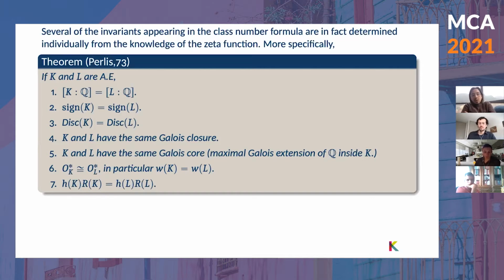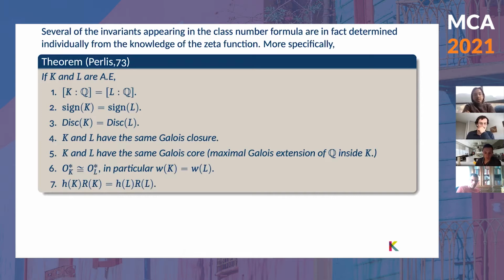In particular, you know that they will have the maximal abelian extension. And if you know that, you will know that the roots of unity in both fields are the same. Therefore, you have this equality over here, and by the rank, you know that the unit groups are isomorphic. What remains, in the last part of the class number formula, is that these two numbers are equal.